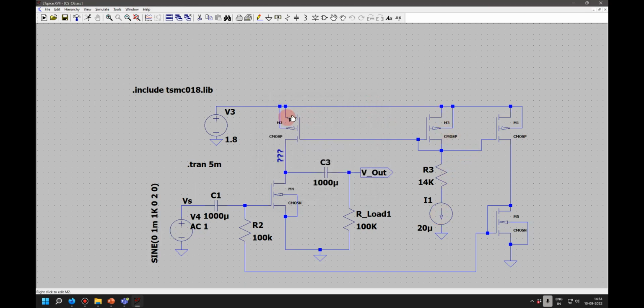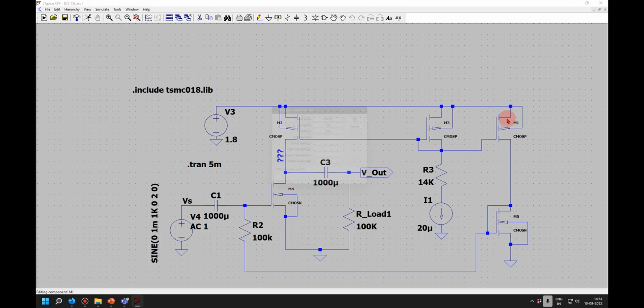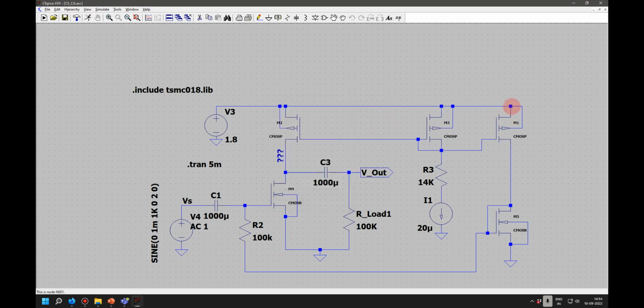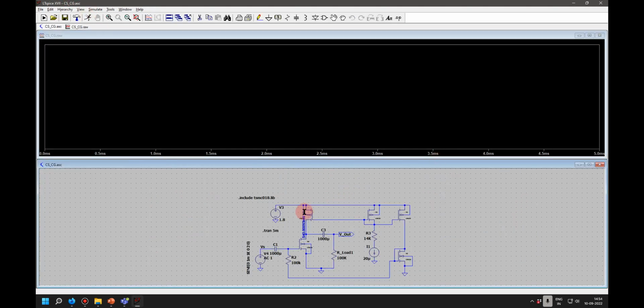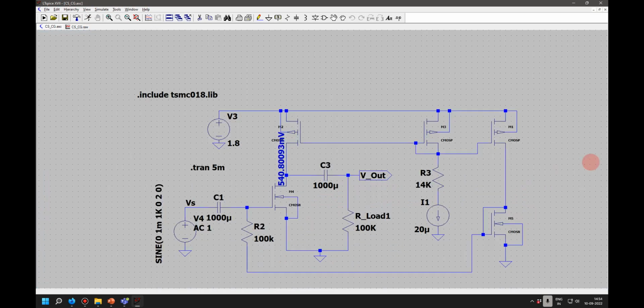So this is 100 micro. So what is the current which is expected to flow in this branch? Anybody? 10 times. Yeah, 10 times. And this is also 100 micro. So the current which is expected to flow here is also 10 times. So let me run the simulation. So let me plot this current first.